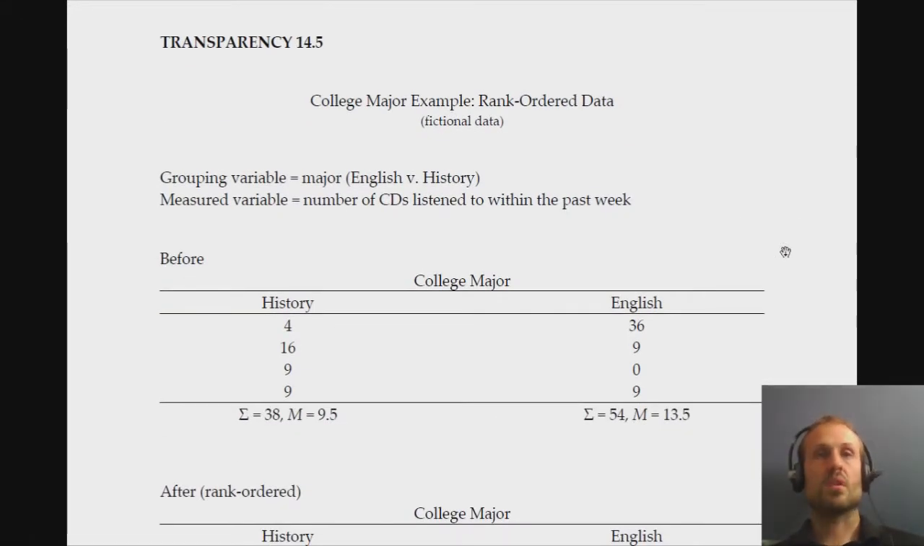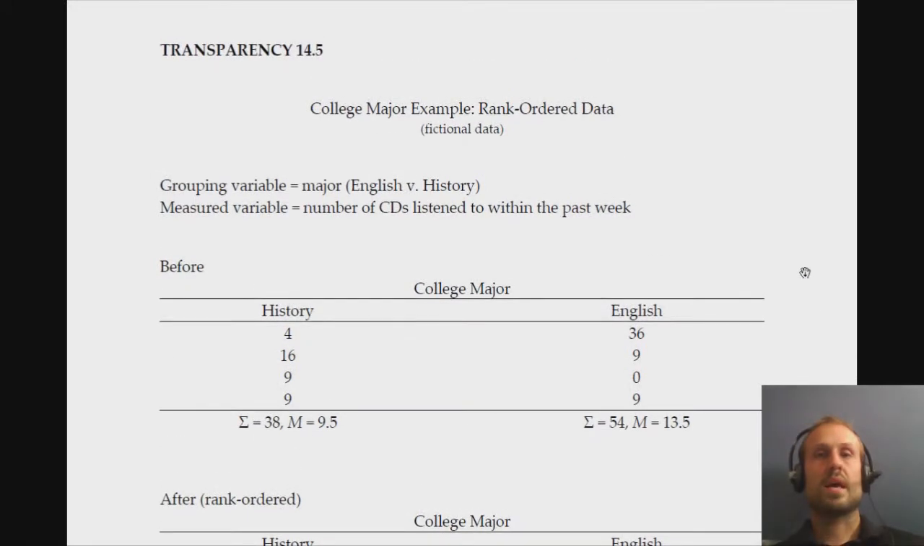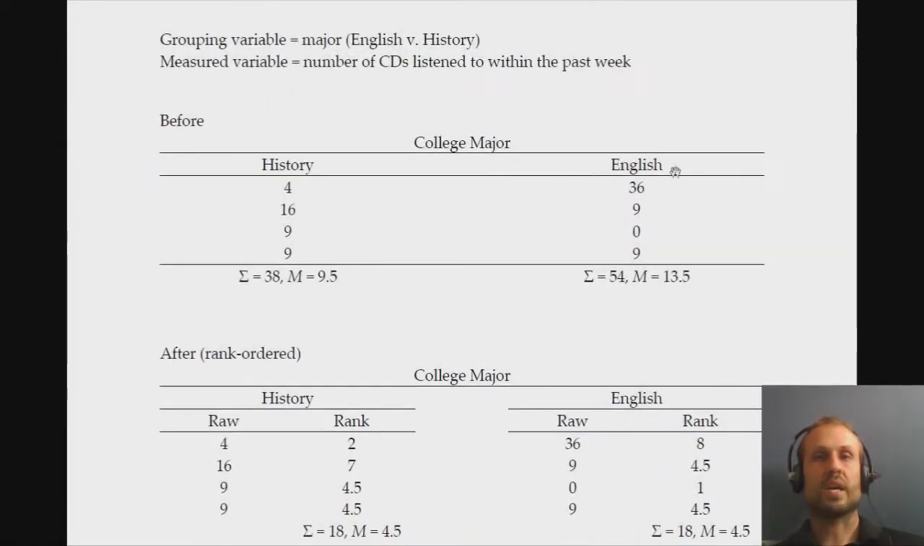Let's go back to our college major example, and the second option we have for transforming data to be able to work with it is rank ordered transformation. So I again have the history majors versus the English majors.